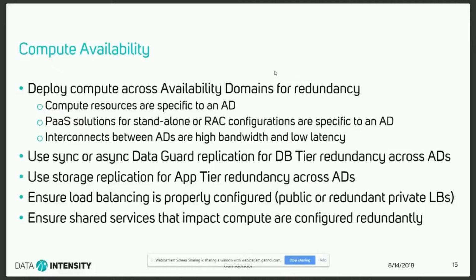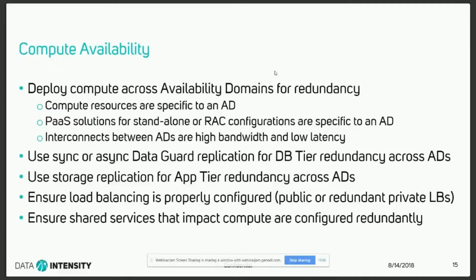You can use asynchronous or synchronous Data Guard or Active Data Guard replication for database tier redundancy across availability domains. That will basically give you a significant improvement in terms of how long it takes you to recover from a database failure. You can also configure things like fast failover to help with automatic recovery as well. For the application tier, we're typically using storage replication to provide that level of redundancy across availability domains.